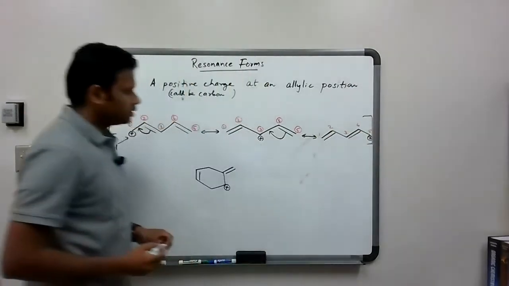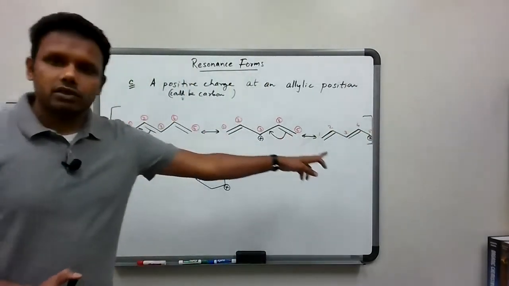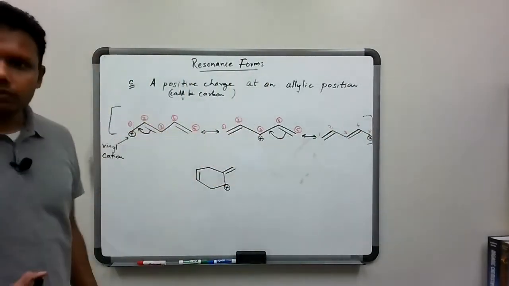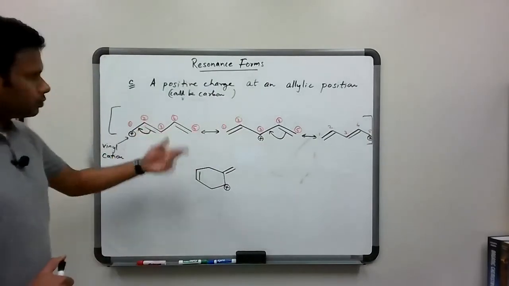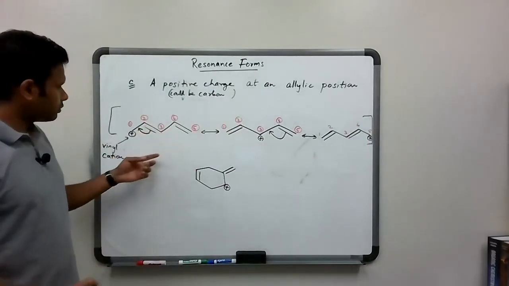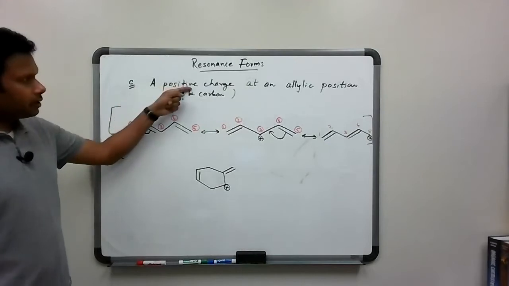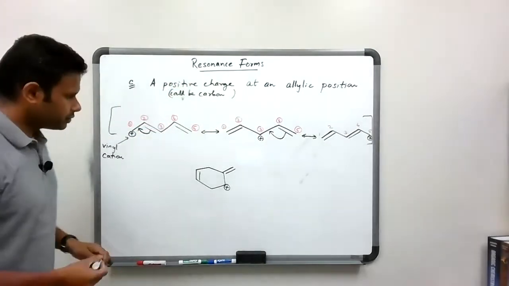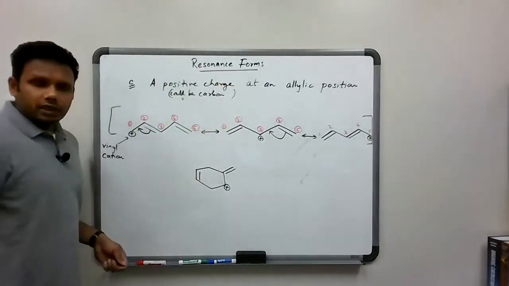And what we've got is 3 resonance forms for this structure that we started with. Okay, so those would be 3 resonance forms. So this was an example where we had a positive charge at an allylic position. Let's look at this next example here.